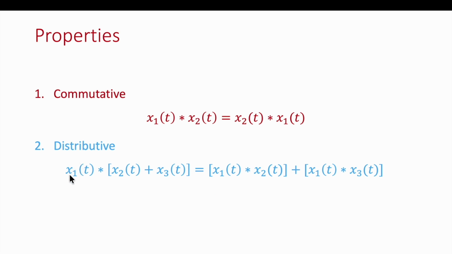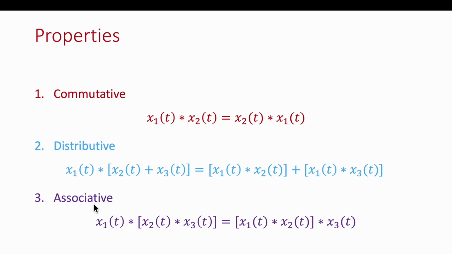The distributive property is where you are taking the convolution of x1(t) with the sum of x2(t) and x3(t), but on the right hand side you are taking the convolutions separately and then summing up the results. It will not affect the result on the left hand side and the right hand side. So this property is known as the distributive property.